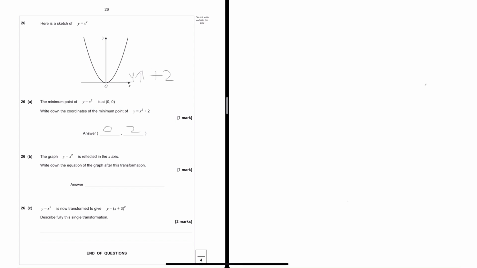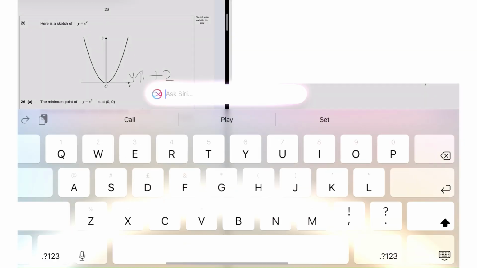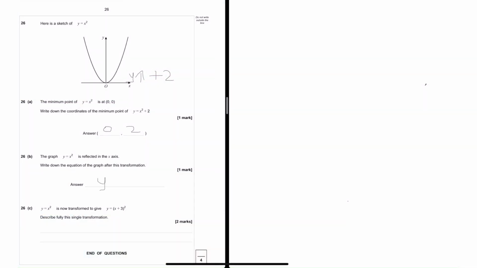Moving on to part B, the graph y equals x squared is reflected in the x-axis. Write down the equation of the graph after this transformation. It's just going to be y is equal to minus x squared. So you've got to think, if you've got the graph like this, oh my god, my drawing skills are leaving a lot to be desired. All you've got to think is, whatever value you originally had of y, it's now just going to be opposite. So when y is, say, for instance, 2, it's now just going to be equal to minus 2. So it's y equals minus x squared.